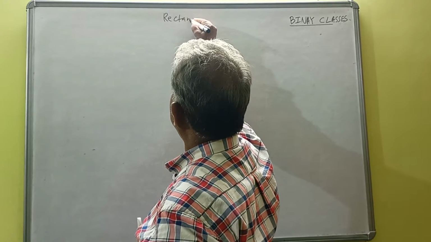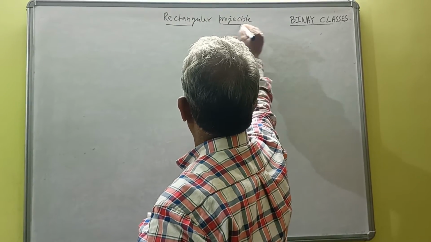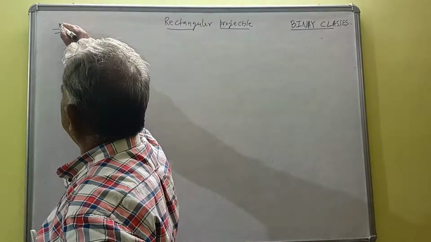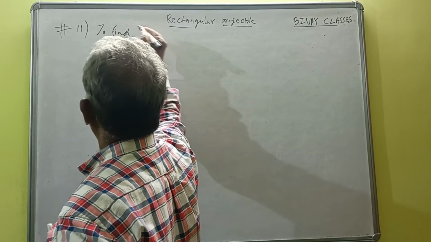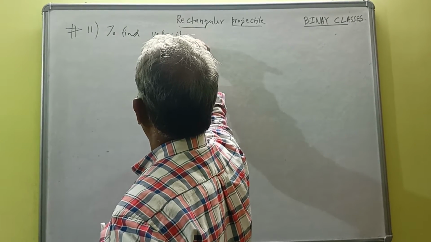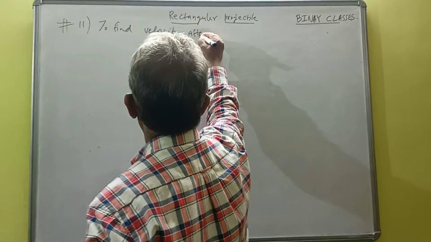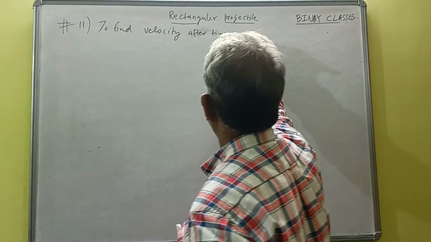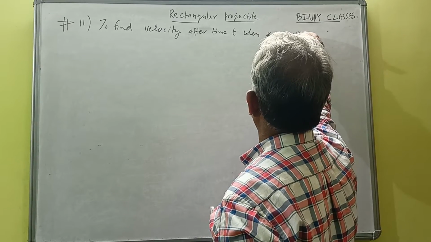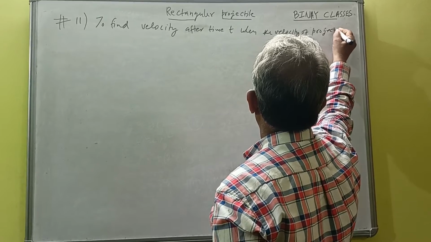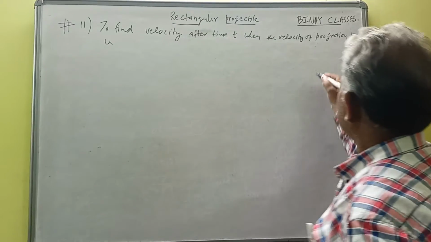Rectangular projectile, concept 11: to find the velocity after time t, when the velocity of projection is u. This is the diagram.